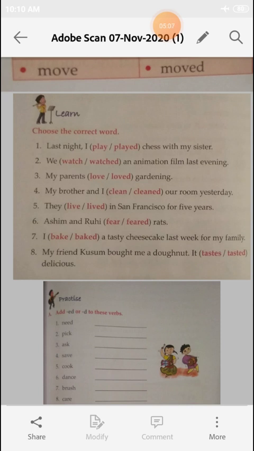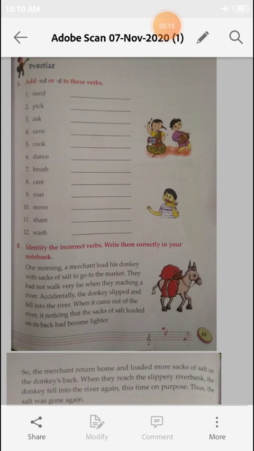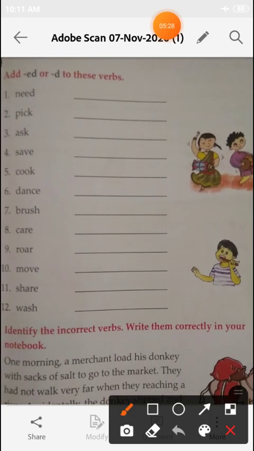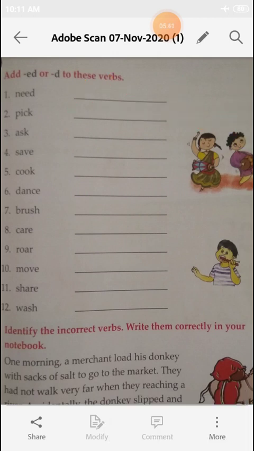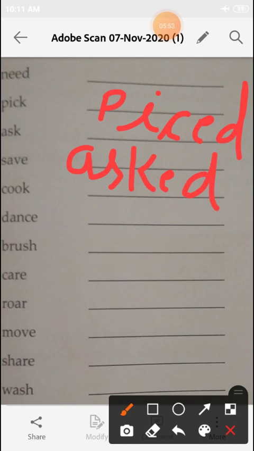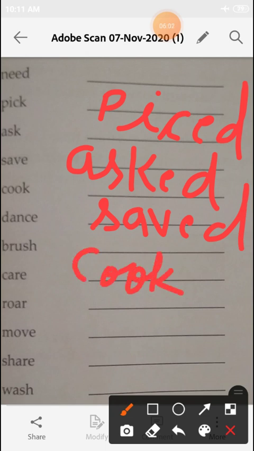How to change today words into yesterday words. Okay, look at the second exercise. Add ed or d to these words. The first word is need. We add ed to complete the word, N-E-E-D-E-D, needed. Pick, P-I-C-K-E-D, picked. Ask, A-S-K-E-D, asked. Save, S-A-V-E-D, saved. Cook, C-O-O-K-E-D, cooked.